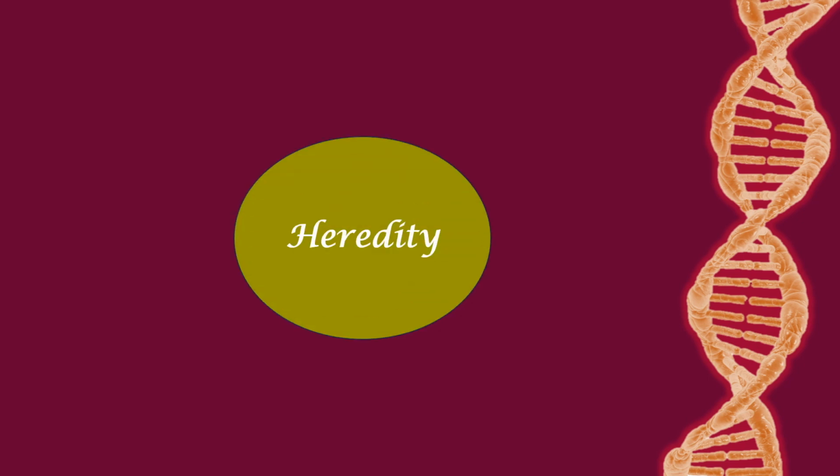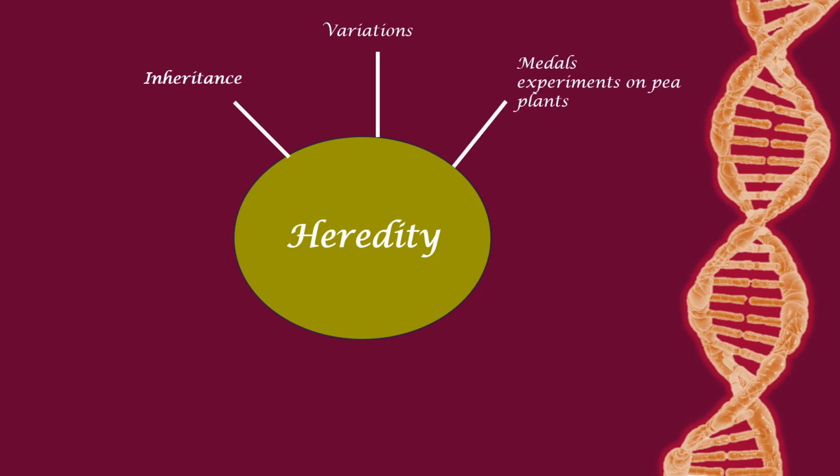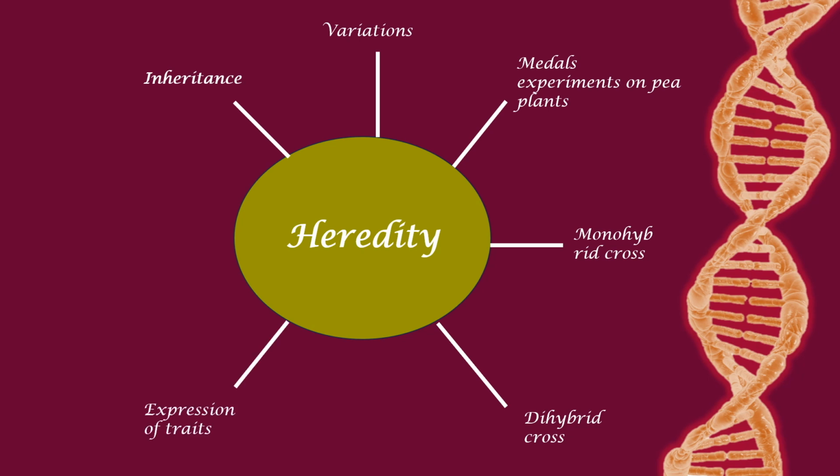Let us recall once what we have discussed in previous classes. What is the name of the lesson? Heredity. Whatever the topics you remember, just tell me the names. I will draw a mind map for you. Kaushik, tell me the name of the concepts that you remember. Okay, variations. Rani, inheritance. Anji, Mendel experiments on pea plants. Jerina, monohybrid cross. Paul, dihybrid cross. And Yuma, sex determination, expression of traits.